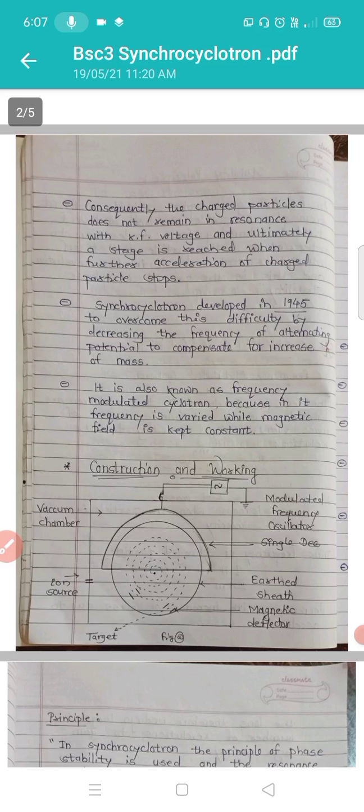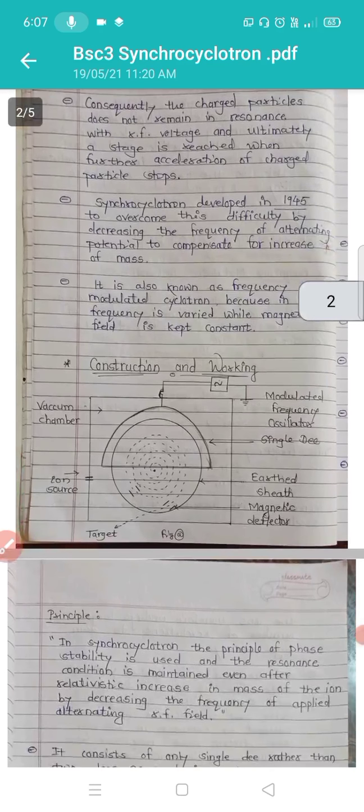What is the principle of the synchrocyclotron? In the synchrocyclotron, the principle of phase stability is used, and the resonance condition is maintained even after the relativistic increase in mass of the ion by decreasing the frequency of the applied alternating RF field. This is the principle of the synchrocyclotron.